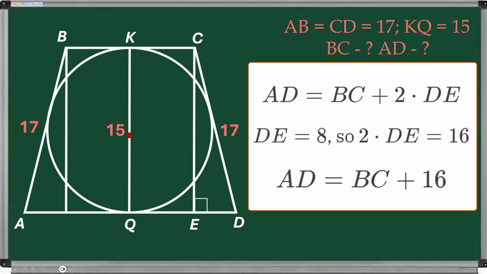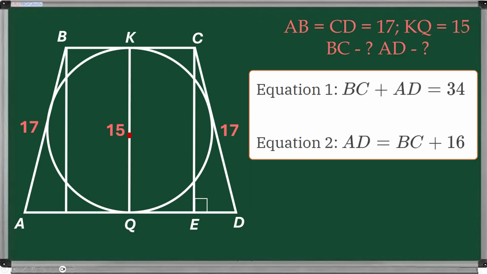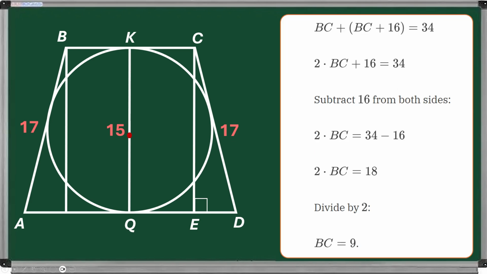Step 5. Solving for the bases. Now we have a system of two equations with two unknowns, BC and AD. Equation 1, BC plus AD equals 34. Equation 2, AD equals BC plus 16. Let's substitute equation 2 into equation 1. BC plus BC plus 16 equals 34. This simplifies to 2 times BC plus 16 equals 34. Subtract 16 from both sides. 2 times BC equals 18. Divide by 2. BC equals 9.